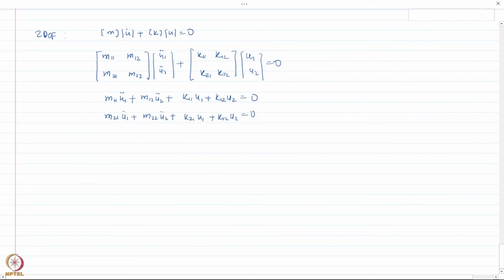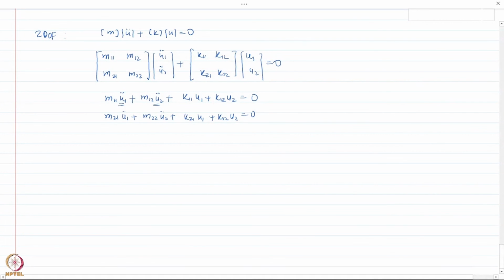The question is, how do we solve these two differential equations? These are two simultaneous differential equations and they are coupled. The first equation has terms in both u1 and u2, and the same for the second. So I cannot directly solve this differential equation. Had they been uncoupled differential equations, then it would have been a lot easier for me to directly solve this in terms of some parameter, but that is not the case here.